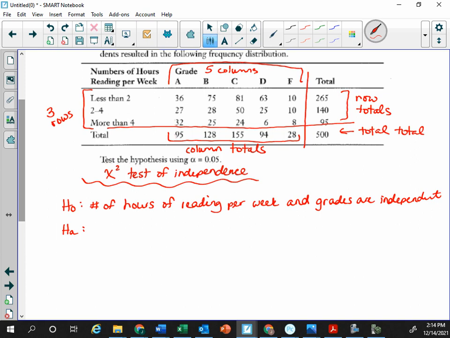is that the number of hours of reading per week and grades are not independent.